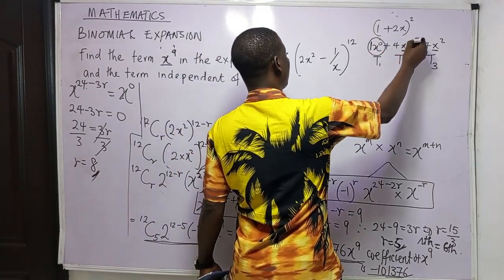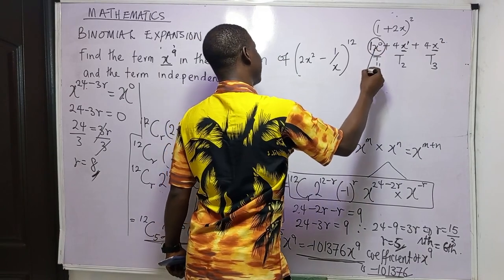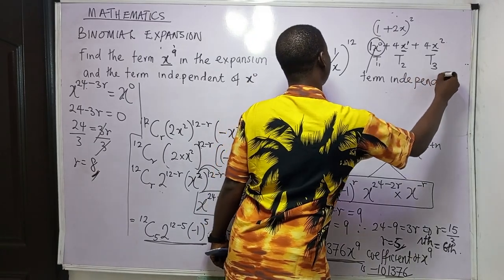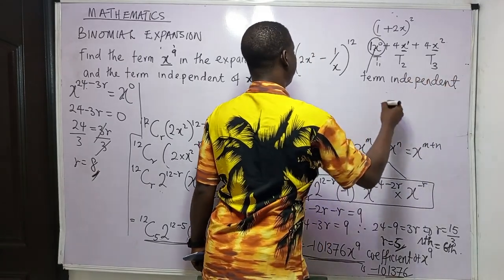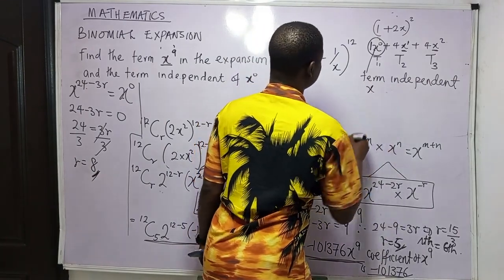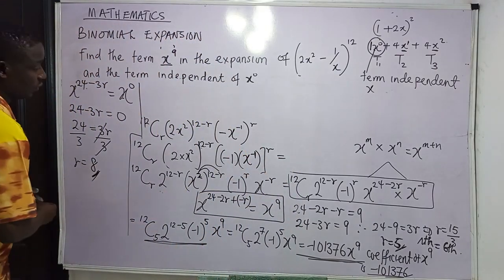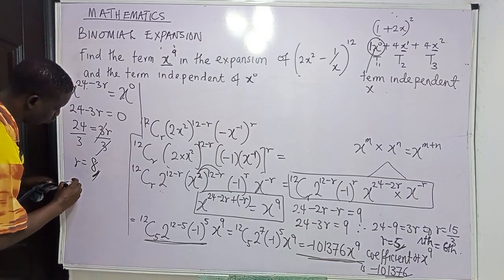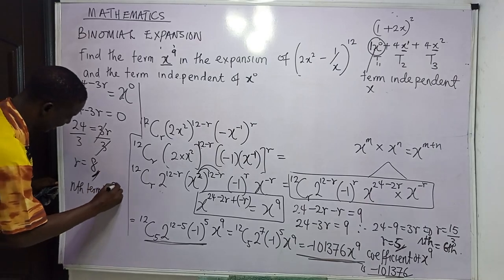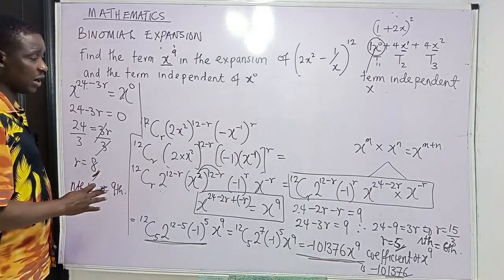This is the term independent of x because it has a variable that is not carrying x at all. So in that case, we have brought our r to equal 8. That means the term is the 9th, 10th. So now we have r equal to 8.